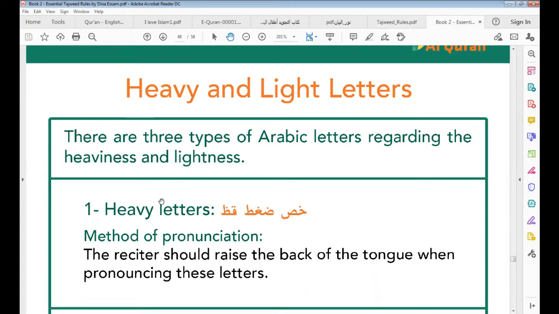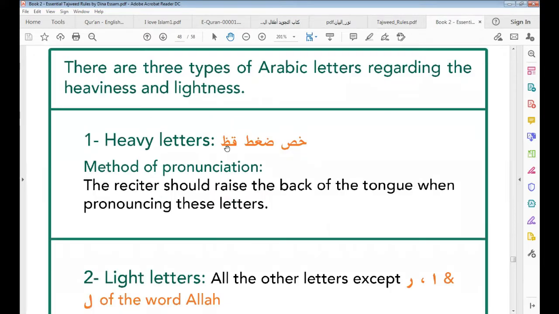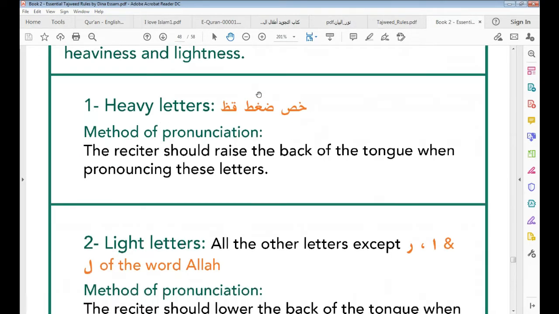The first one, it's always heavy. The first one, heavy letters. And as we know, it's collected in خصة ضغط قض. The method of pronunciation, how we pronounce these letters: the reciter should raise the back of the tongue when pronouncing these letters. Or we can say it's a full mouth. We can fill our mouth with the sound. Okay, so خصة ضغط قض, it's always heavy, and to apply this heaviness we have to raise the back of the tongue when we pronounce these letters.